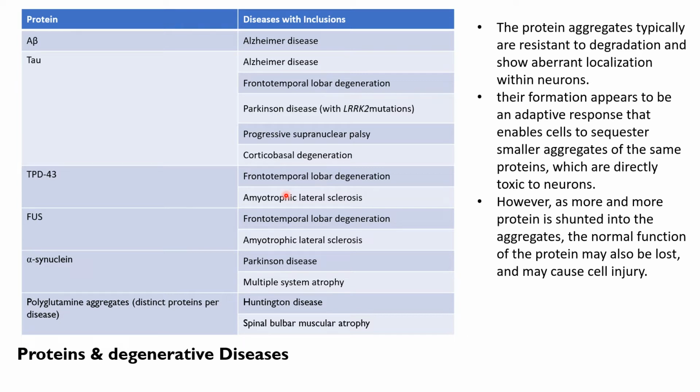Their formation appears to be an adaptive response that enables cells to sequester smaller aggregates of the same protein, which are directly toxic to the neurons. However, as more and more protein is shunted into the aggregates, the normal function of the protein may also be lost, and that can cause cell injury.